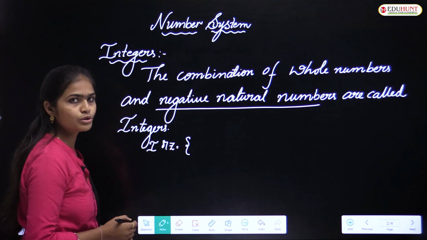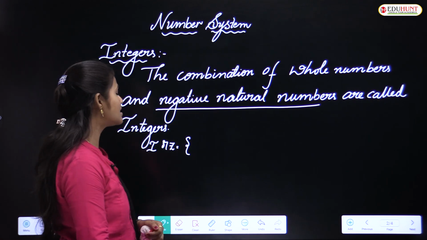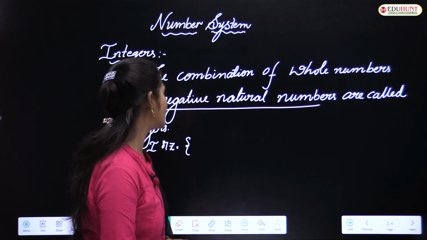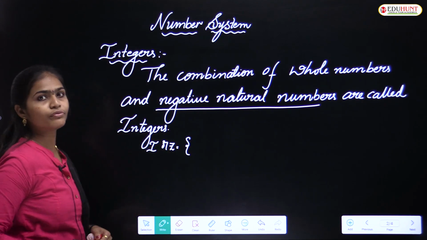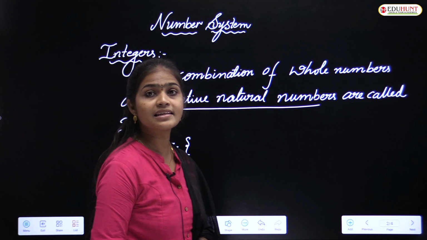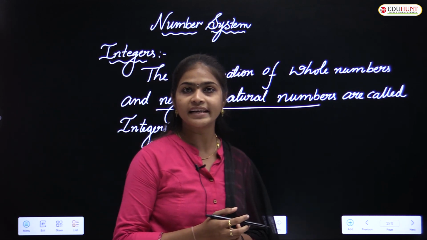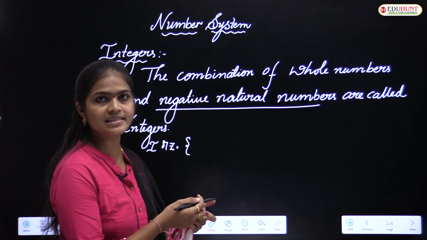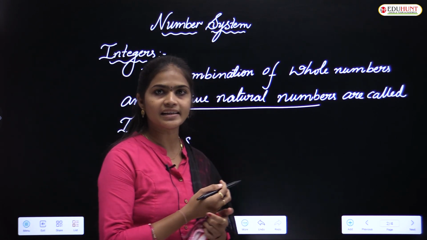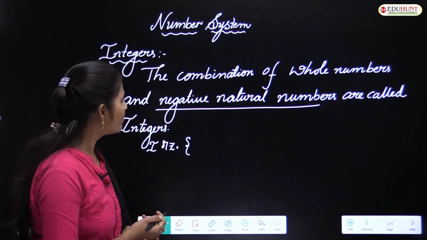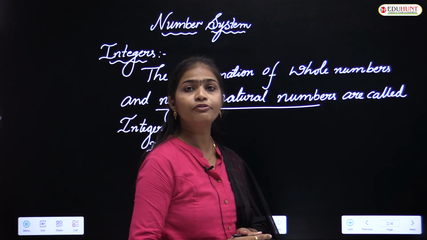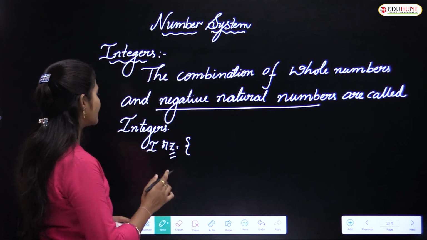Here you may get a doubt: why is this represented with I or Z? The starting letter of the word integers is I. We know that for whole numbers the starting letter is W, and for natural numbers it is N. But why have I written Z here? If you have this doubt, then see Z.